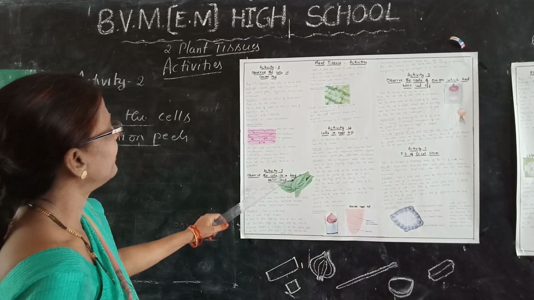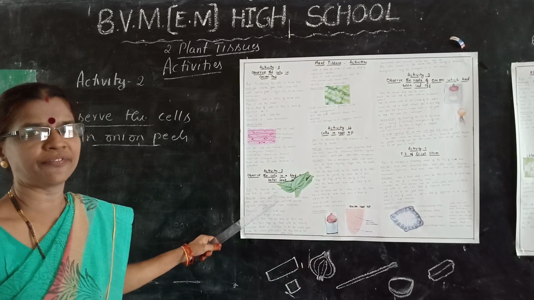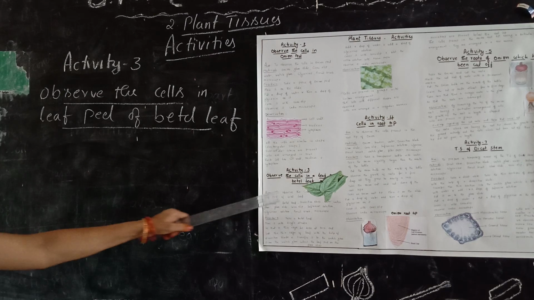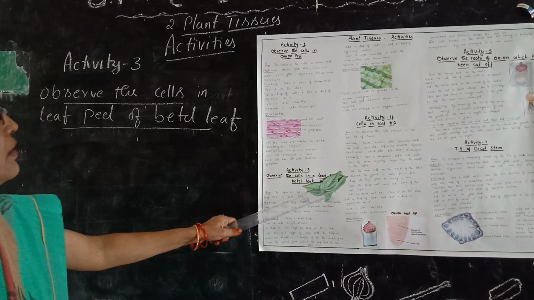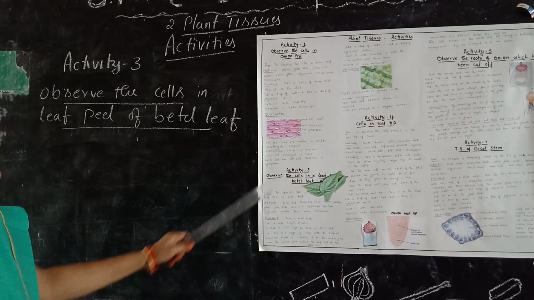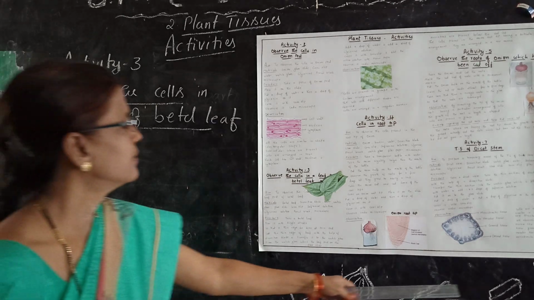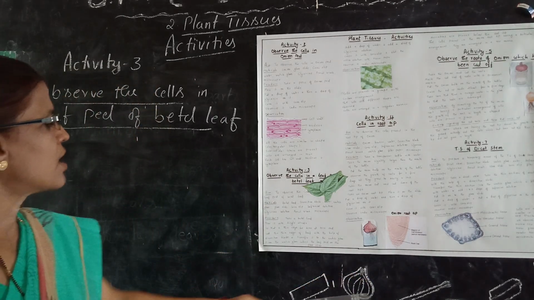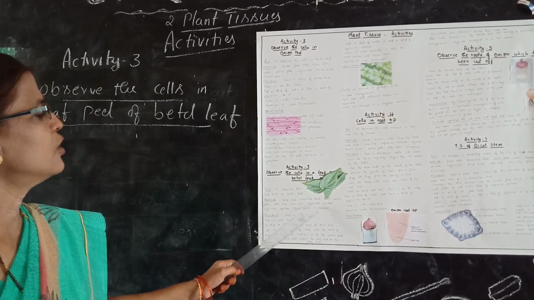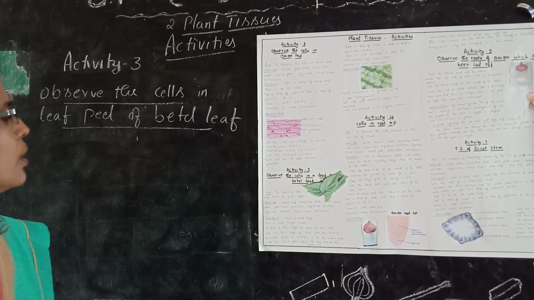Let us see the third activity. Observe the cells in a leaf peel of a betel leaf. This is the betel leaf. What is the aim? To observe the cells in betel leaf. What are the materials required? Dissection blade, water, watch glass, glass slide, cover slip, safranin solution, glycerine solution, pencil brush and microscope.